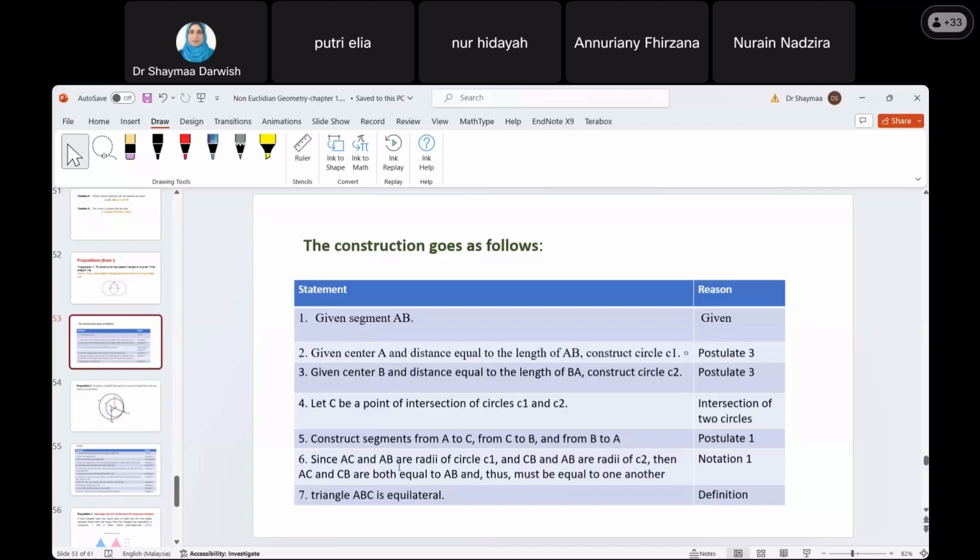Now, since AB and AC are radii of circle 1, and CB and AB are radii of circle 2, then AC, CB and AB are all equal. Then you have ABC is an equilateral triangle. So this is the proof.